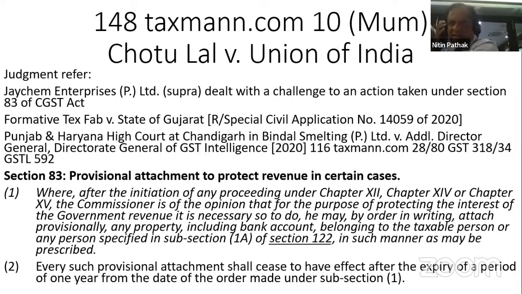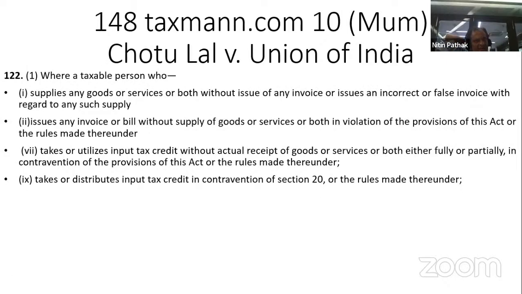Chotulal, I've covered here. Section 83 provisional attachment, 122, 1A. These are the conditions on which the attachment can be made. The tax evasion made by you or somebody else would be taken into consideration before the block credit is done. Block credit is covered here.